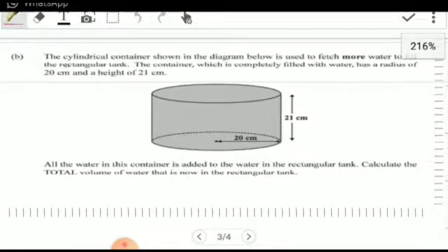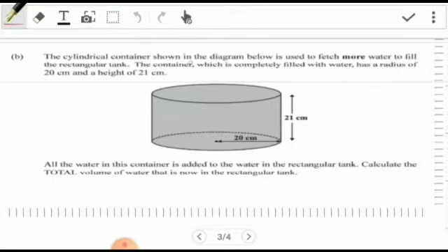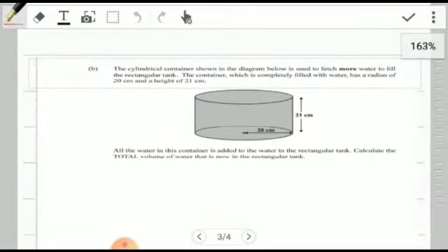All right, good. It says the cylindrical container shown in the diagram below is used to fetch more water to fill the tank. Basically, we're looking at the radius of 20 and the height of this cylindrical container is 21. They're now asking us: all the water from the container is poured into the tank.